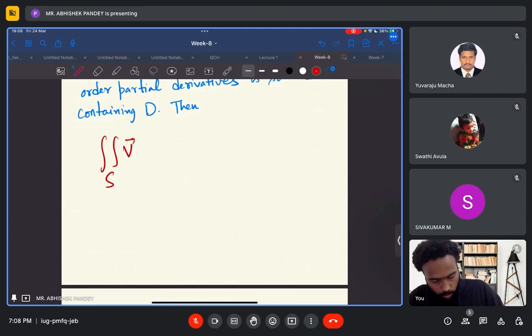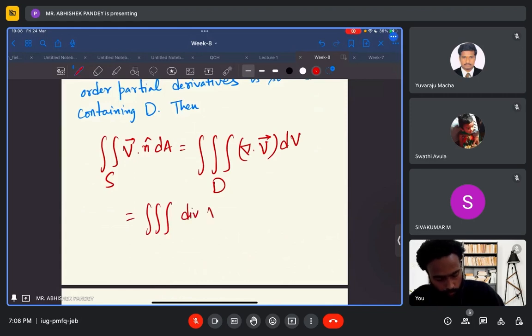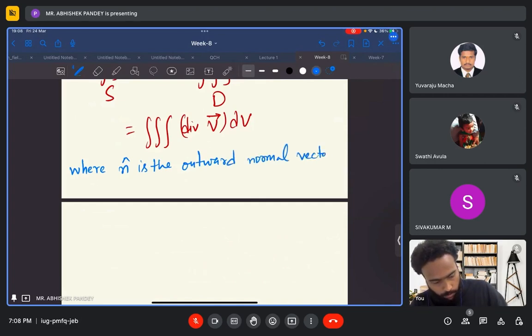Then the integral over S of V dot n cap dS is equal to the triple integral of divergence of V dv, where dv is the volume element, and n cap is the unit outward normal vector to S. Okay.